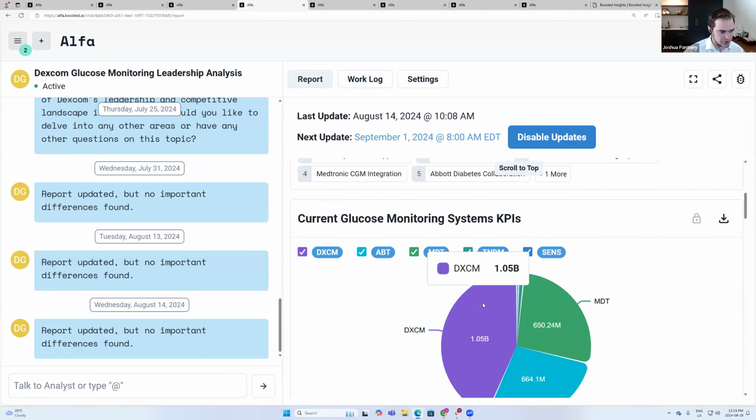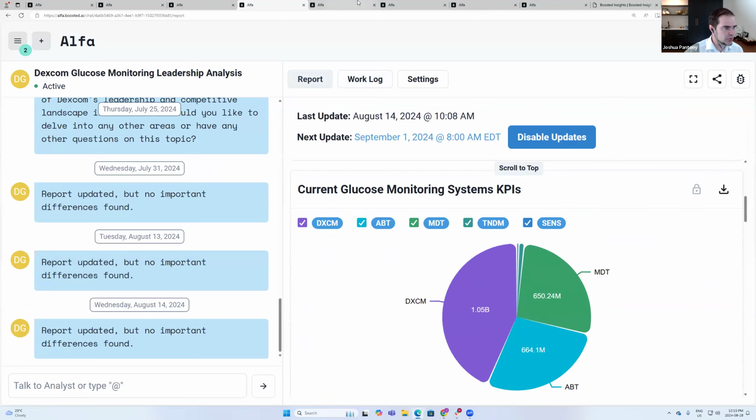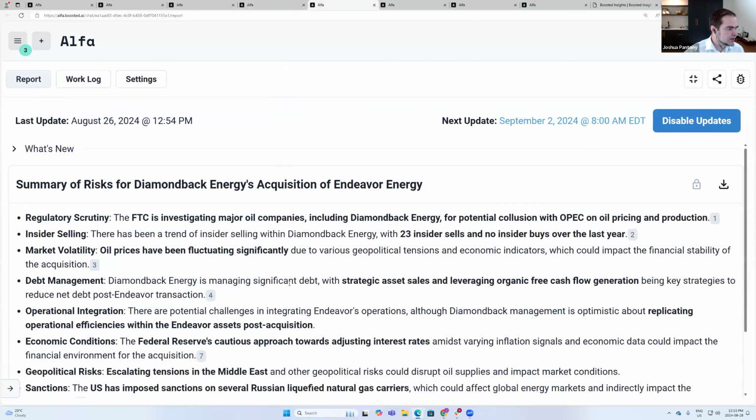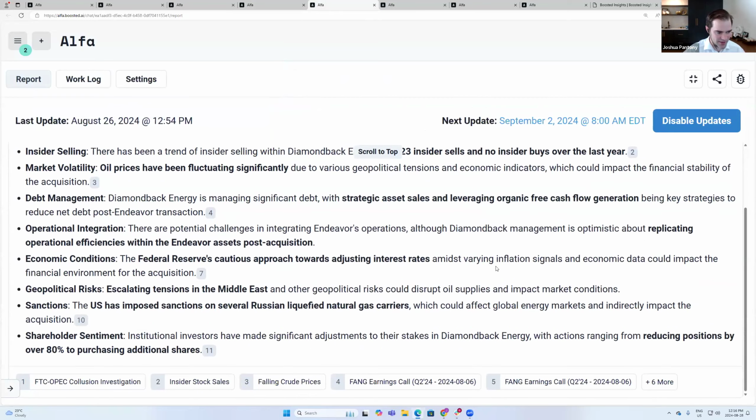So this is an example of looking at Dexcom from a numerical standpoint. Totally different direction. Here's an example of an automation where, in this particular case, the client was looking at Diamondback Energy's acquisition of Endeavor Energy, and they have an M&A arb strategy around it. And the question is, tell me anytime something happens that could cause a spike of risk to this deal occurring. So this thing's doing that, analyzing it continuously.